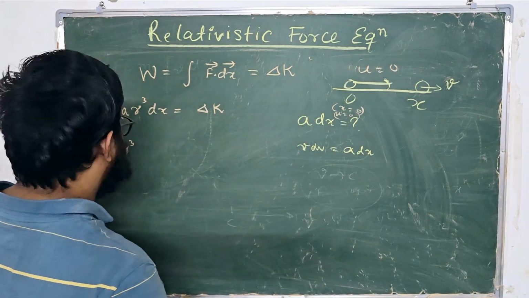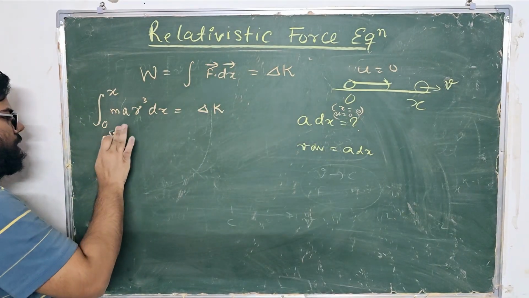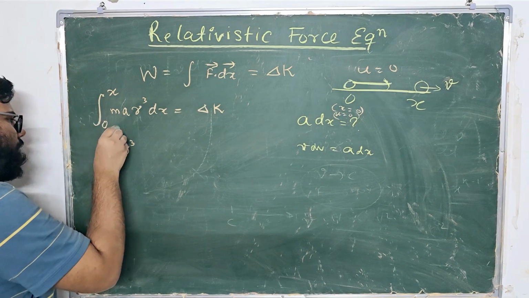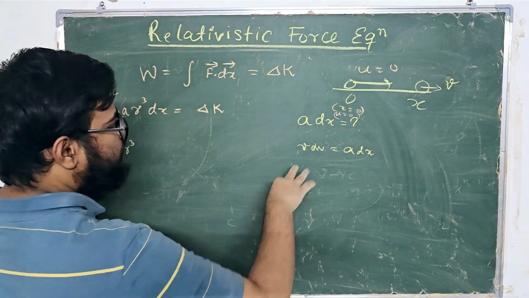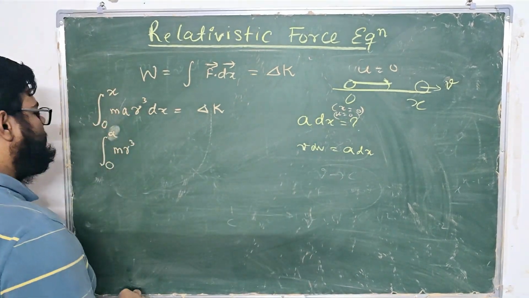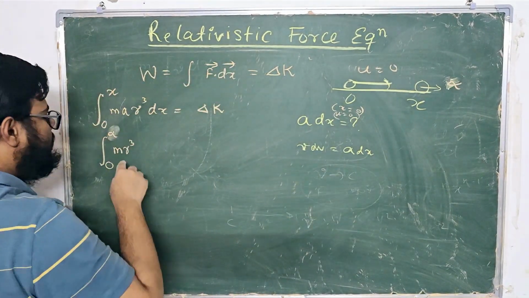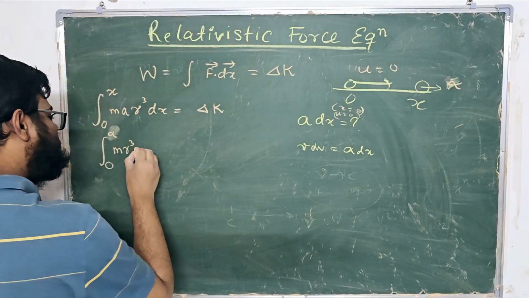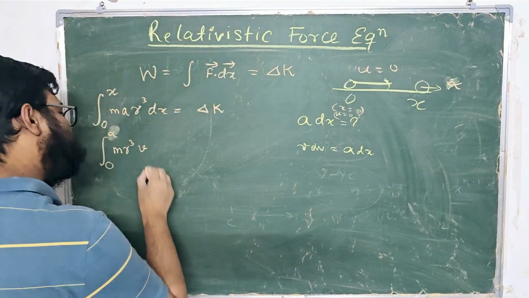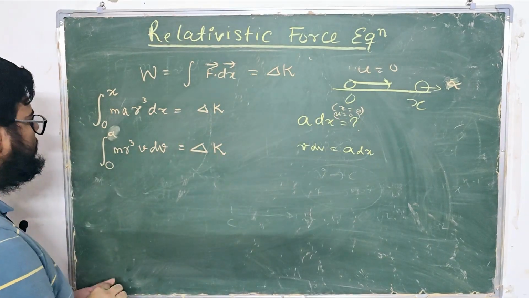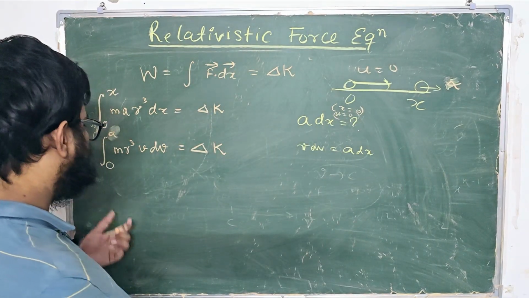We can write it as, suppose let's name it as alpha, because you will get confused between this variable and that. So let's name it as alpha, correct? Integral of m gamma cube times v dv is equal to the change in kinetic energy, right? Now let's evaluate this. It's very simple actually.